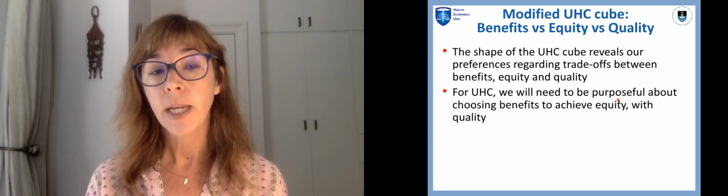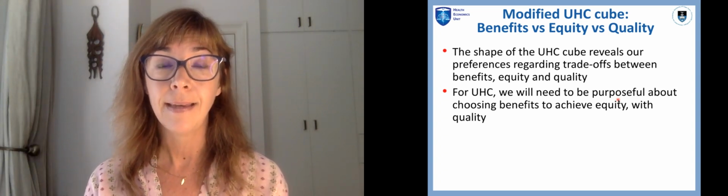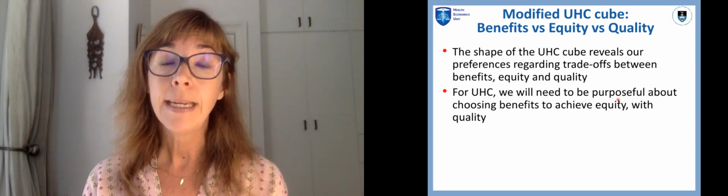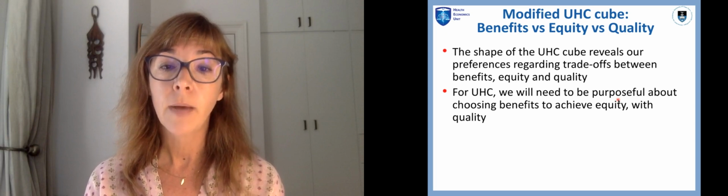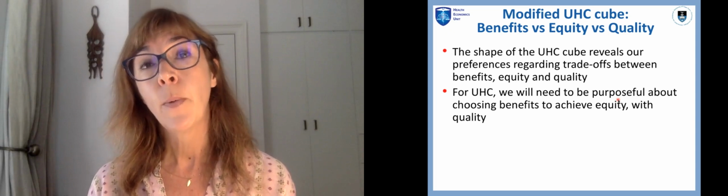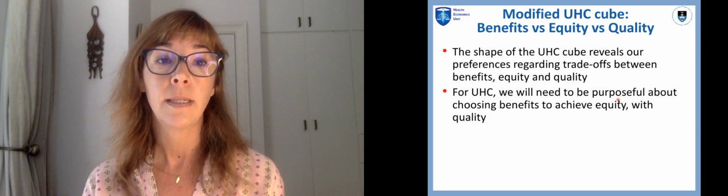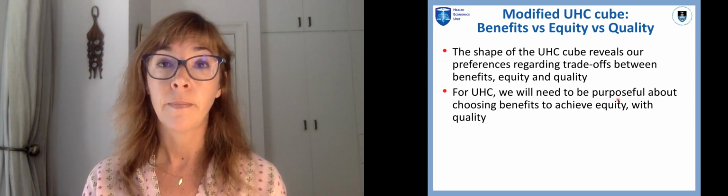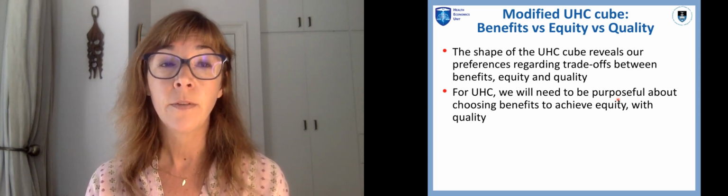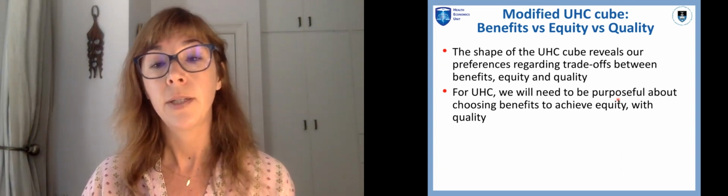So to achieve UHC, which is really about moving towards universal, i.e. equitable access, we need to be purposeful about choosing our benefits in order to achieve equity with quality. We may not be able in South Africa to provide the same services as are available in the United Kingdom, but the goal here is to provide whatever we can afford to provide on an equitable basis. That is what UHC is all about.